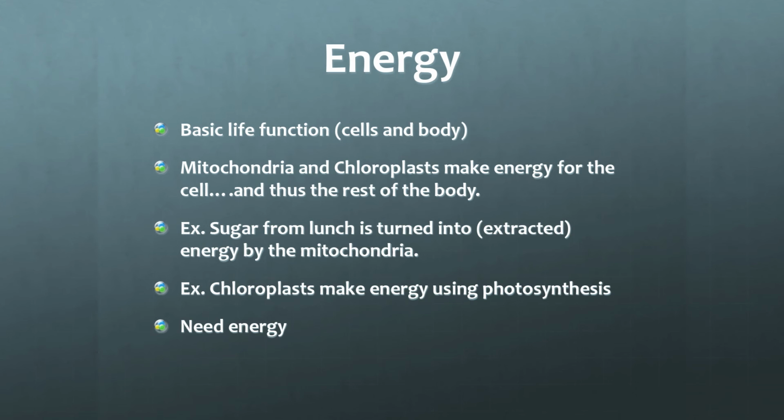Energy is also a basic life function. The mitochondria and the chloroplasts make energy for the cell, and then the rest of the body can use that as well. For example, the sugar from your lunch is turned into energy by the mitochondria. So it goes through a process so that it can be used by the rest of your body. Or in the daytime or in the summertime when we have a lot of light, the light will hit the plant, and the plant will, with the help of its chloroplasts, convert that sunlight energy into a different form of energy that can be used more easily. It's a complicated process, but that's the basic idea. Bottom line is, things need energy, so there has to be a way to get it.